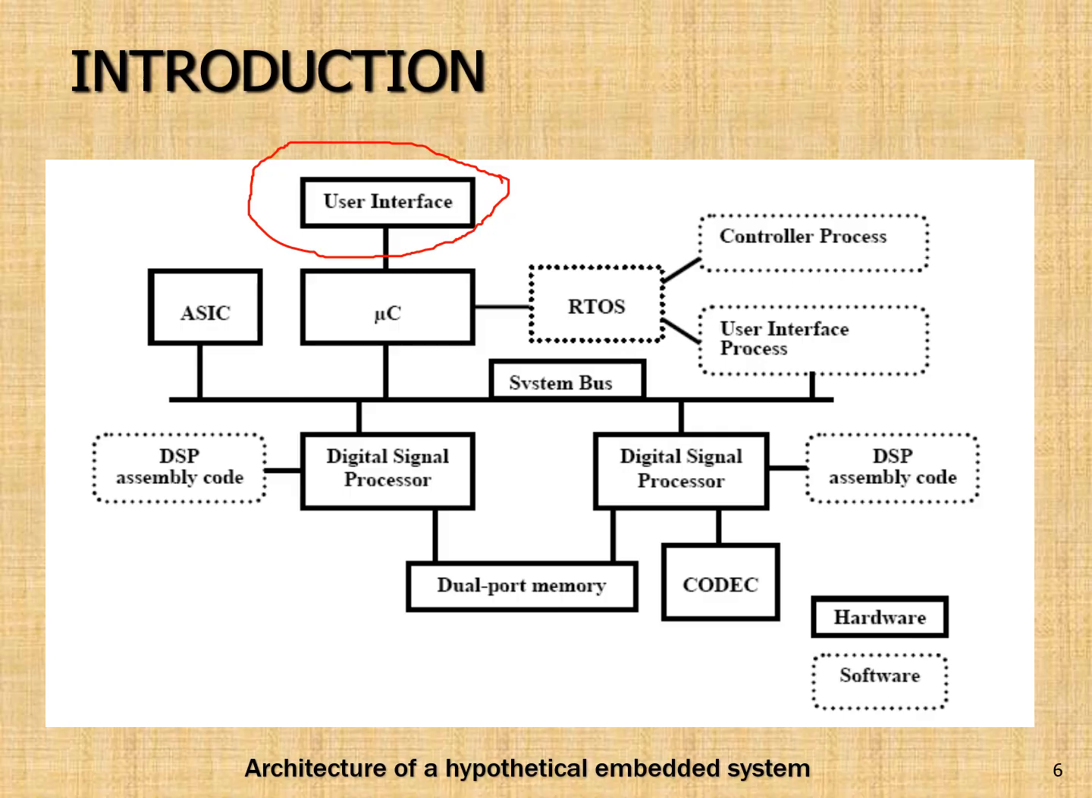Then we have a codec block. As I have told already, it is a combination of coder and decoder. So this performs encoding as well as decoding operations. It is basically used for converting analog signal to digital signal, and also vice versa. This is mostly used in audio systems, communication systems, and it interfaces directly with the DSP.